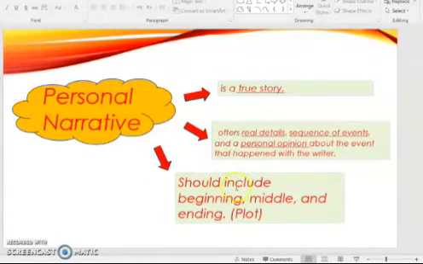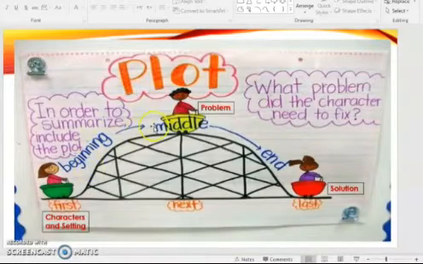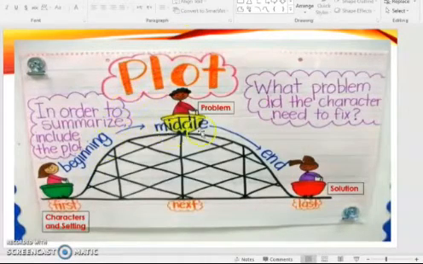The personal narrative should include a beginning, middle, and ending. The beginning is the topic sentence, the middle is the supporting details, and the ending is the ending sentence. So this reminds you of something called the plot. To remember what we mean by a plot, a plot of a story or a plot of a paragraph, it should have the beginning, middle, and end.